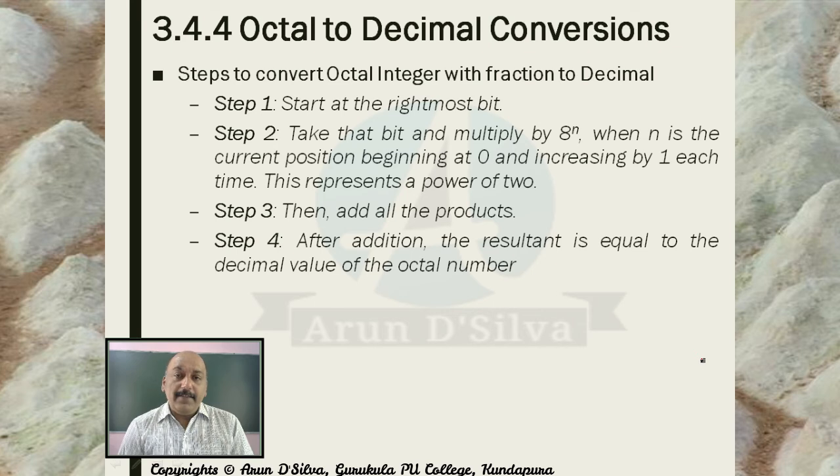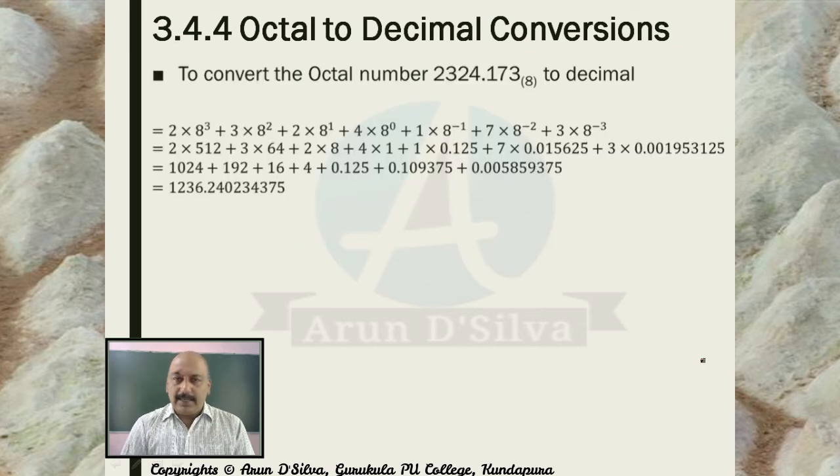So let me keep the example in front of you. I won't waste my time. It is a very simple example that I have taken up: the octal number 2324.171 to decimal. As in the procedure, take the rightmost bit first. We have to decide the weightage of that bit. As you know, we calculate the weightage from the decimal point.